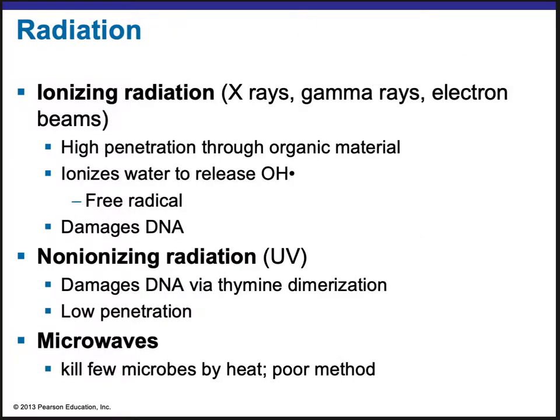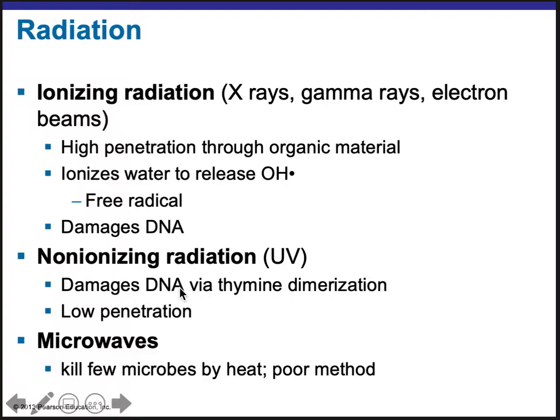So radiation. There are different types of radiation. There's ionizing, non-ionizing, and microwaves. Ionizing radiation, such as X-rays, gamma rays, and electron beams, are super damaging. They're going to penetrate very well through organic material. It's going to cause lots of ionization, lots of free radicals, and it's going to be very damaging. Non-ionizing radiation, on the other hand, is like UV, and you know that UV is also damaging. We protect our skin when we go out in the sun so that the UV doesn't damage our DNA and cause skin cancer, right?